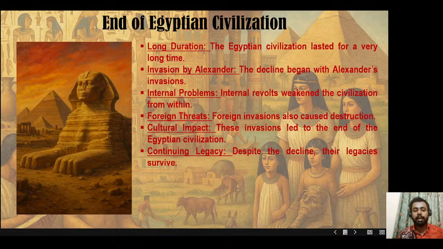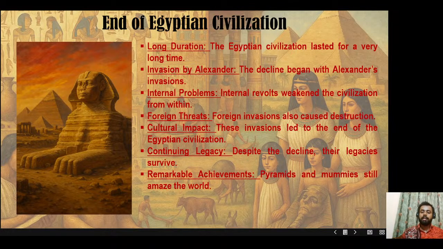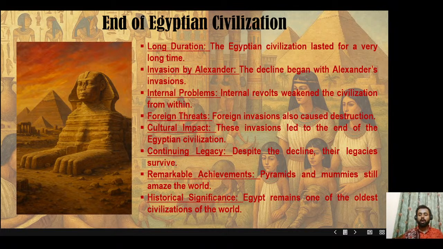Despite the decline, their legacies survived. So even though the civilization declined, their legacy and their contributions to human history cannot be ignored. Pyramids and mummies still amaze the world. So pyramids and mummies are very attractive to anyone interested in history, and they still amaze the world even today. Egypt remains one of the oldest civilizations of the world. So that is how Egypt is significant.